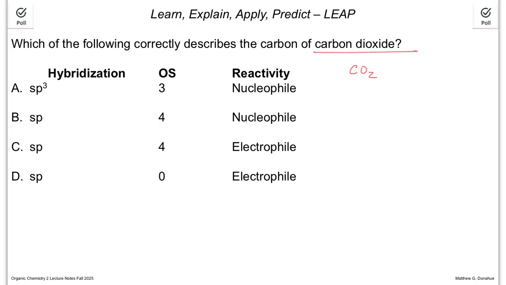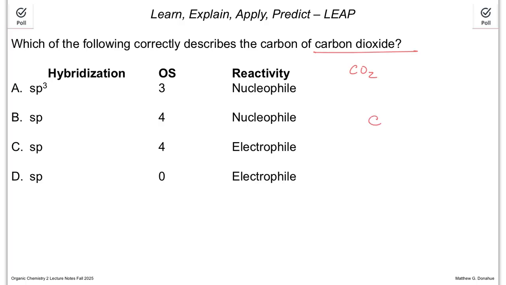I want to review a couple ways of making acids. One way that you can make an acid is using carbon dioxide, so CO2. If you expand out that CO2 into a Lewis dot structure, you'll be able to determine the hybridization, the oxidation state. You assign electronegativity, then you can figure out what type of reactivity it has.